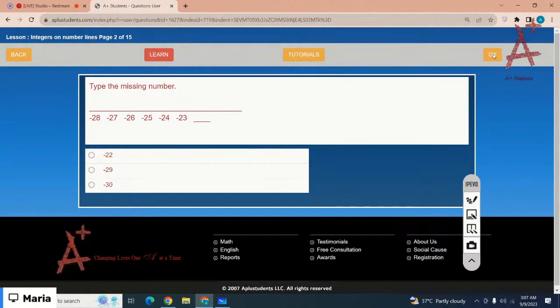Okay, type the missing number. Which number is right after negative 23? The numbers are getting smaller, right? You can see they're starting from, yes, that is 22. So that would be negative 22. Very good.